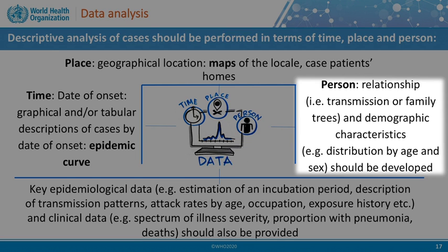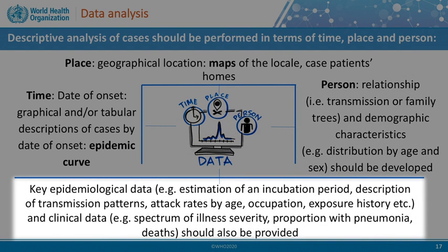Using this data, you can calculate key epidemiologic information such as estimating the incubation period, describing transmission patterns, looking at attack rates by age, and looking at whether certain exposures or occupations are important for transmission, and looking at clinical data. Clinical data will help you better describe the spectrum of illness, so how many of the individuals have mild disease versus severe disease, potentially looking at the proportion of individuals that have pneumonia, and especially understanding which proportion of the cases that have been identified have died.